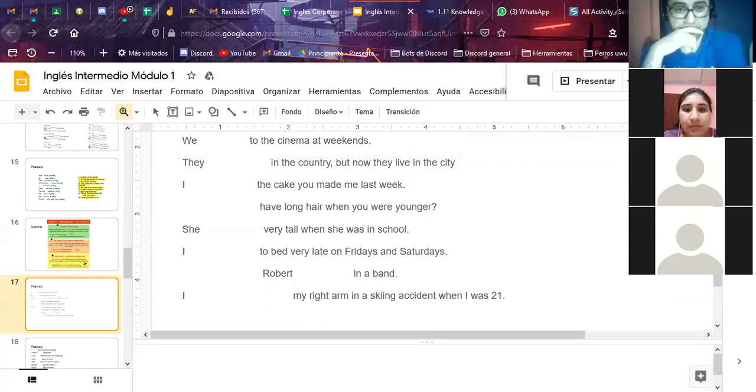They used to live in the country, but now they live in the city. Very good. He used to live in the country. You can say also countryside. But now they live in the city.